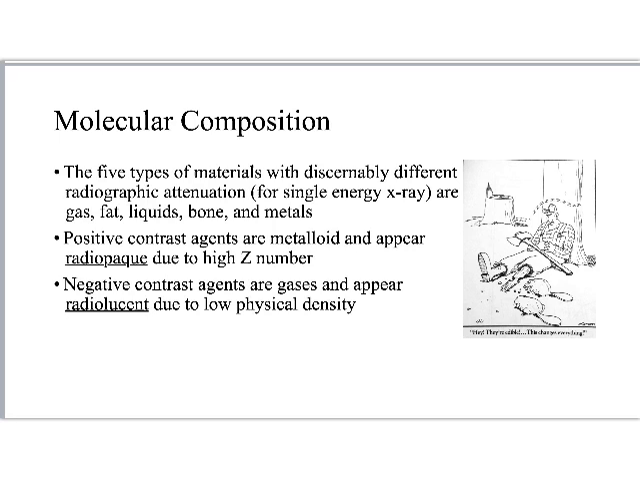There are basically 5 material types, or 5 types of molecules, that show up with appreciable linear attenuation coefficient differences, or visible differences, on an X-ray. And that's for single energy X-ray, I should emphasize. The author doesn't say that, but I'm talking about single energy X-ray. And those are gas, fat, liquids, bone, and metal.